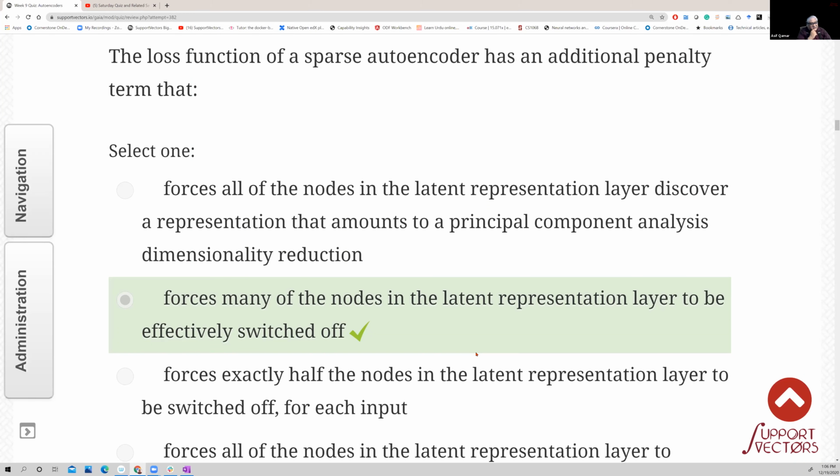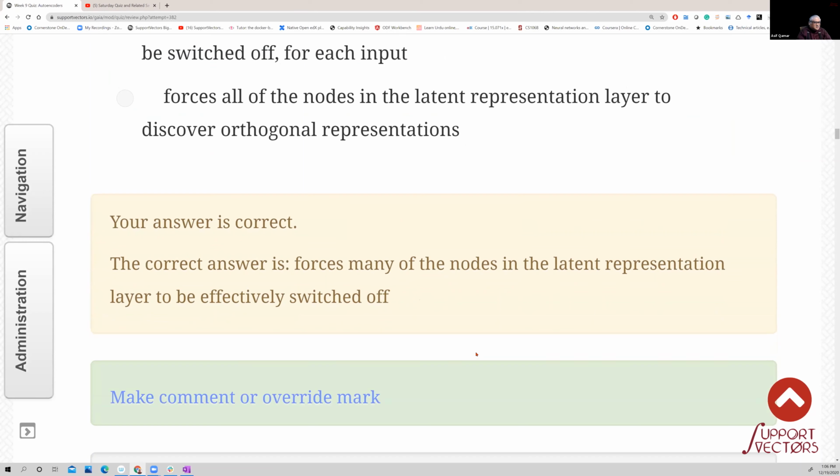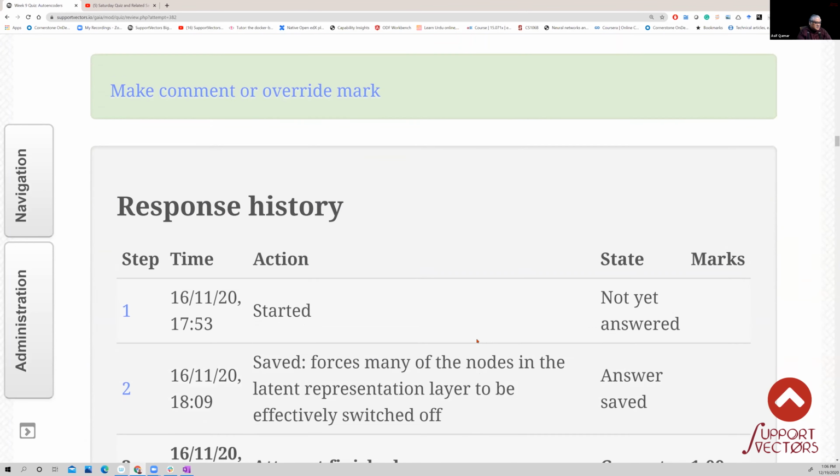Nice. So sparse autoencoders are overcomplete encoders. They don't have a bottleneck. They actually have more nodes in the latent layer than in the input layer or the output layer. But the point is, you would say, then what's the whole point? It will just copy the input to the output. You prevent that from happening by forcing many of the nodes in the latent layer to be effectively switched off. That's the point. And so it's a form of regularization in some sense.